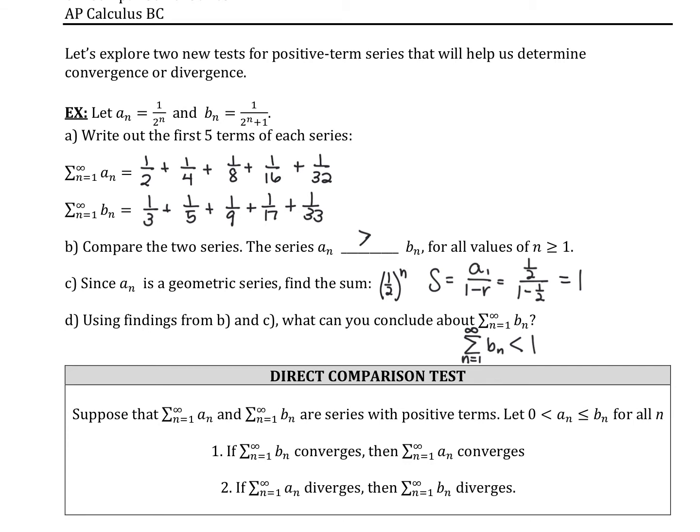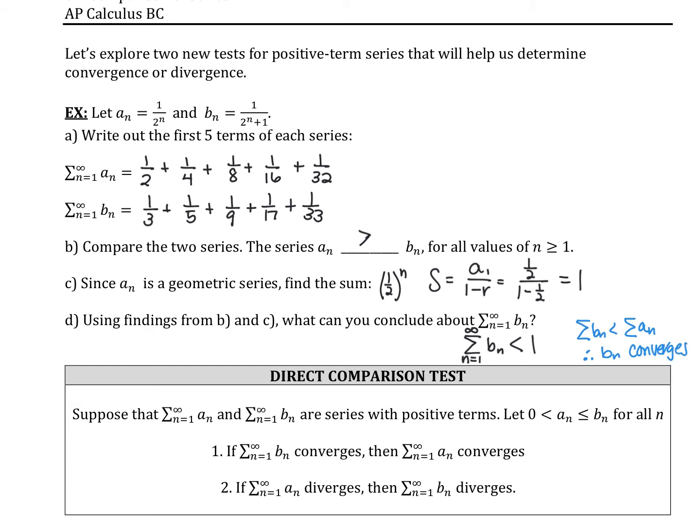Now, do we know if a sub n converges? We do know that a sub n converges. So if we can say that a sub n converges, and we know that the series of b sub n is less than the series of a sub n, since a sub n converges, what do we know? Well, therefore, we know that b sub n has to converge as well.